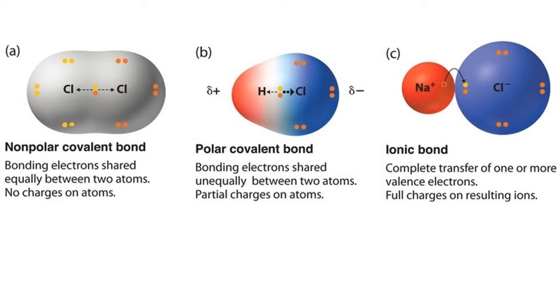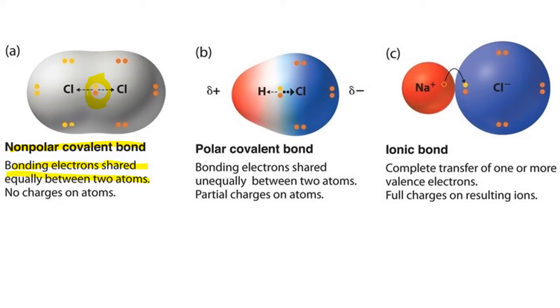This slide is not in your notes, but I like these pictures because they show what is going on and how electrons are being shared or not shared. So starting on the left, we have Cl and Cl. That's a nonpolar covalent bond. They're the same atom, so their difference is 0. And our bonding electrons, those 2 atoms right there, get shared equally.